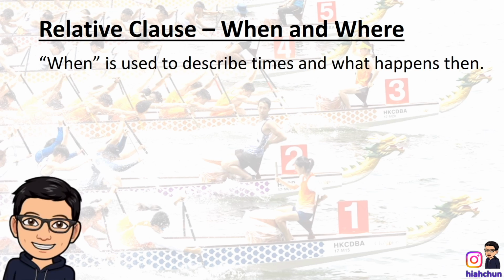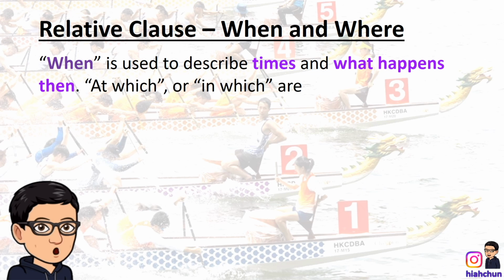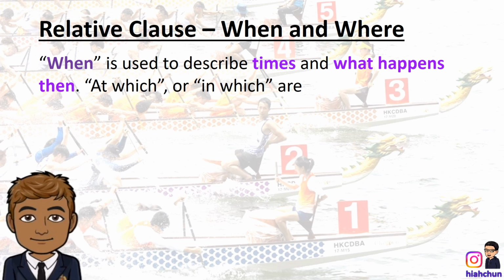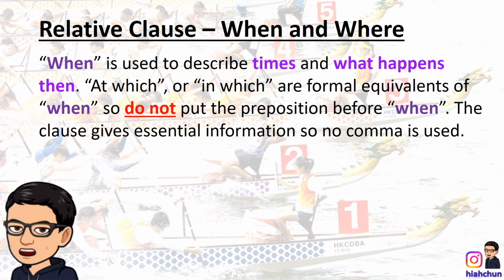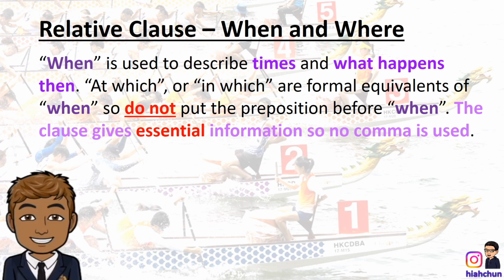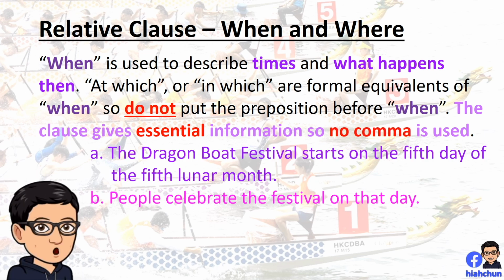The relative pronoun when is used to describe times and what happens then. At which or in which are formal equivalents of when. So we do not put a preposition before when. Also, the clause gives essential information. Right, important information, so no comma is used. Let's look at our example sentences.